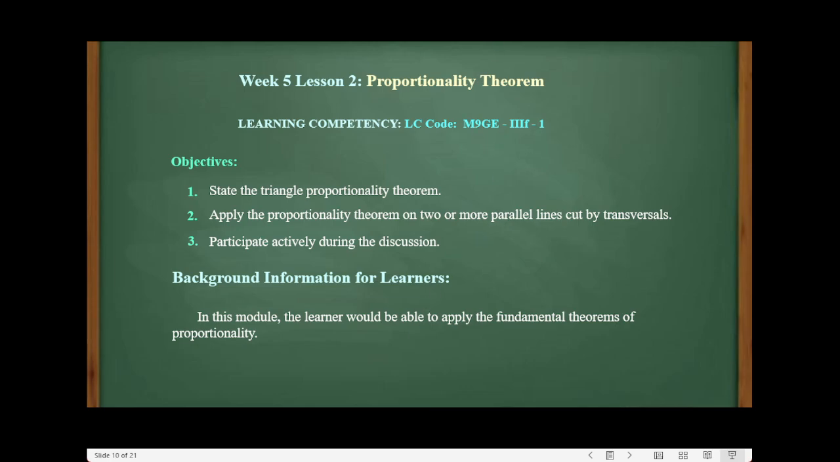Hello everyone, this is your junior high school math teacher and I'm going to discuss the fifth week lesson number 2 in Mathematics 9, and this is Proportionality Theorem. In this module, you would be able to apply the fundamental theorems of proportionality.